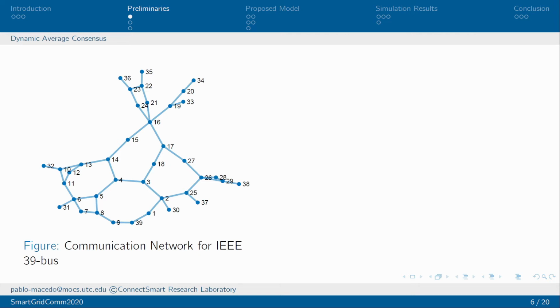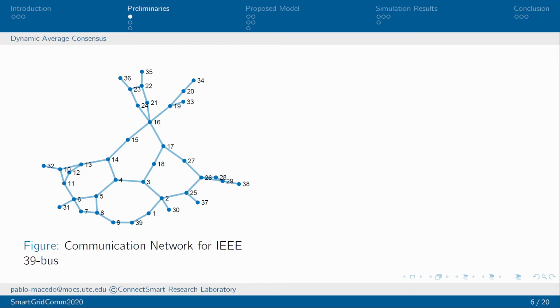Before we dive into the proposed control, I want to explain some concepts: dynamic average consensus, the swing equation, and modal analysis. In this figure, you have a communication network. This is a graph representing the line connections of the IEEE 39 bus case. Because our control relies on the average frequency of the grid, we have to come up with an algorithm that can calculate in a distributed fashion what the average frequency is. That's when the average consensus comes into play.